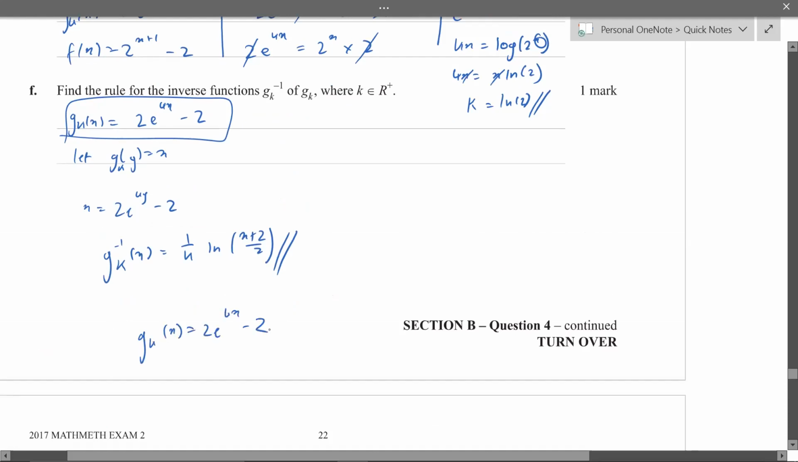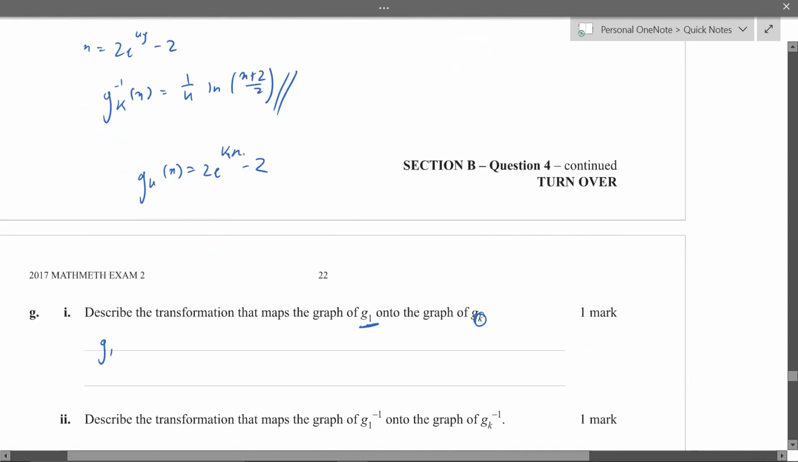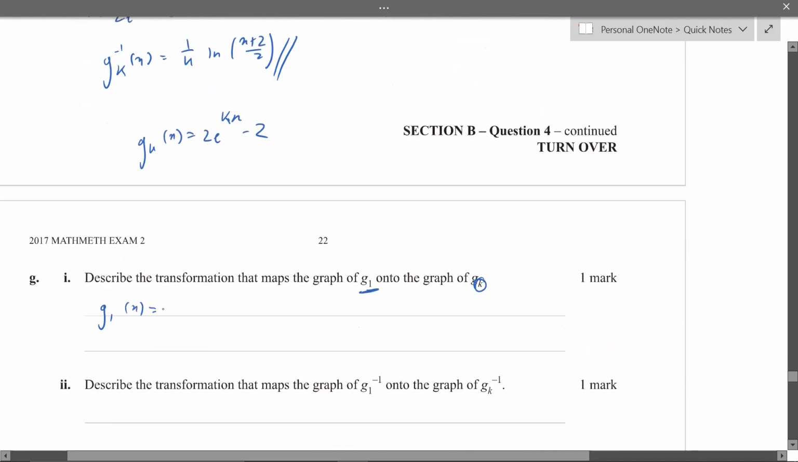So you replace, just write it here, kx minus 2. So you replace the k with a 1. So g1x equals 2e^x minus 2. And gkx equals 2e^(kx) minus 2. So just using your transformation knowledge, if x is going to kx, then it's been dilated by a factor of 1 on k from the y-axis.